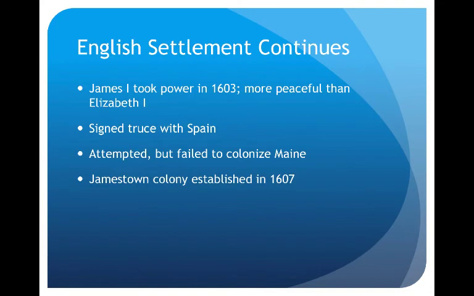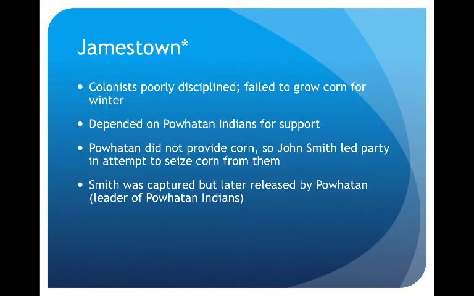All right, so Roanoke fails because it disappears. Elizabeth I is succeeded in 1603 by James I, and he pursues a less aggressive foreign policy towards Spain. He actually signs a truce with Spain and attempts to form a colony in what's now Maine, but this fails. He does succeed in establishing a colony at Jamestown in 1607, and Jamestown becomes the first successful English colony in what's now the United States.